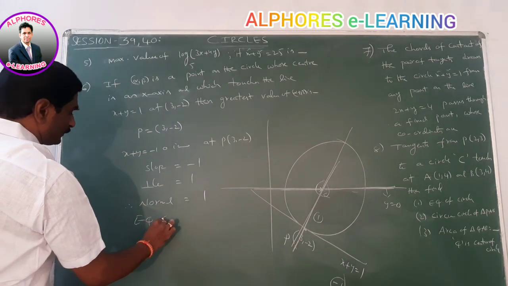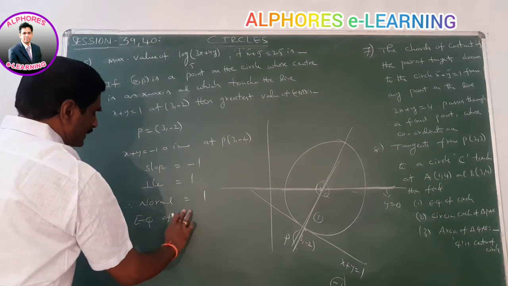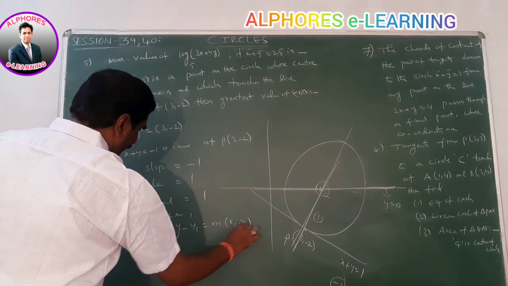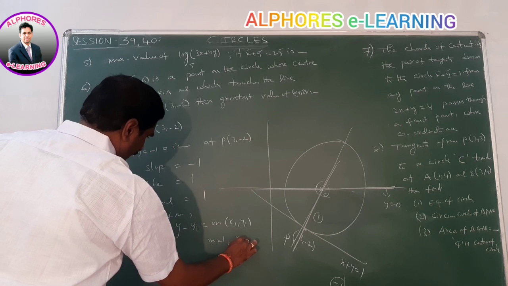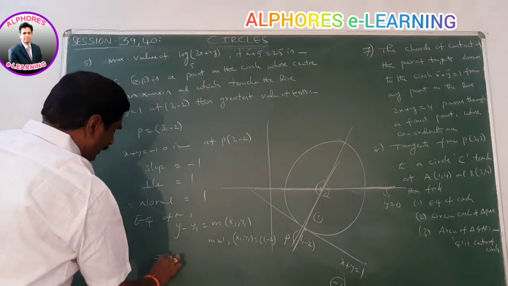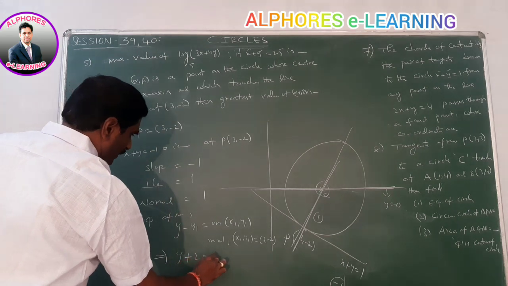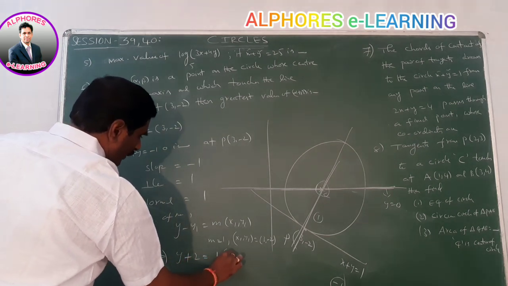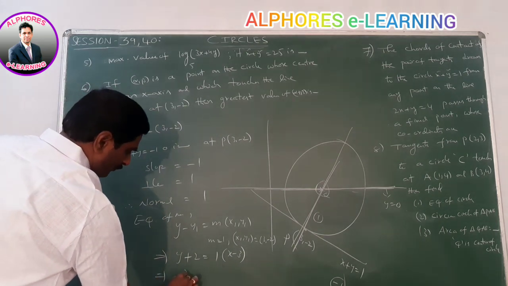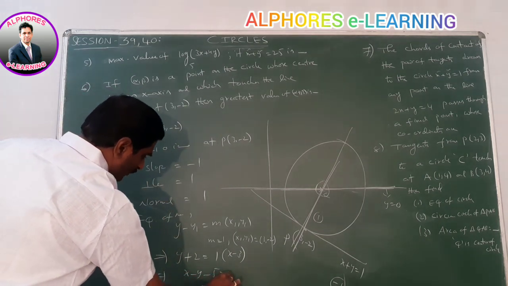Equation of the normal: y minus y1 is equal to m into x minus x1. Here m is equal to 1. x1, y1 is the point of contact, which is 3 comma minus 2. So y plus 2 is equal to 1 into x minus 3. Okay. x minus y minus 5 is equal to 0.